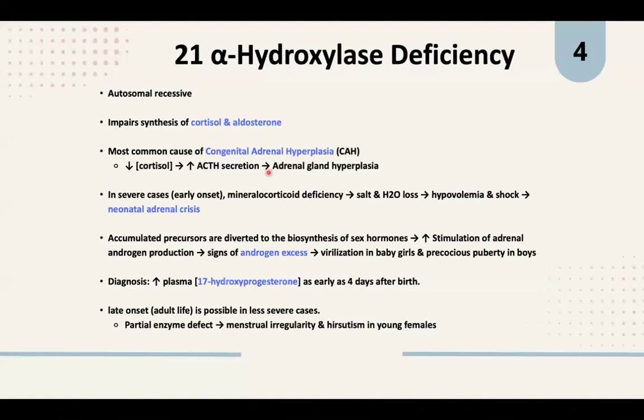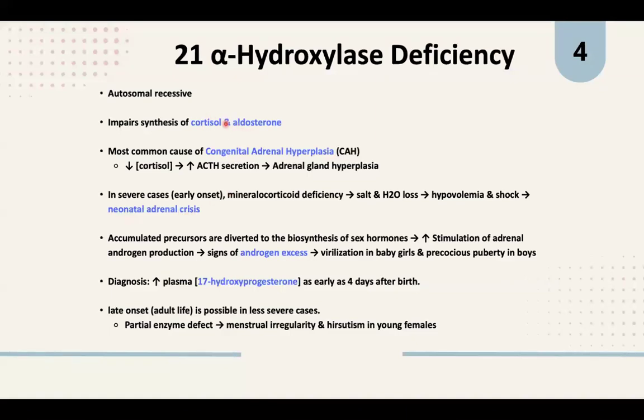So it just keeps on stimulating, and the adrenal gland does not make cortisol. It only gets big because this stimulation makes it big. Okay? So the adrenal hyperplasia. Congenital because it's a deficiency, so it would usually appear in this person when they're a baby. And in severe cases, you have something called neonatal adrenal crisis.